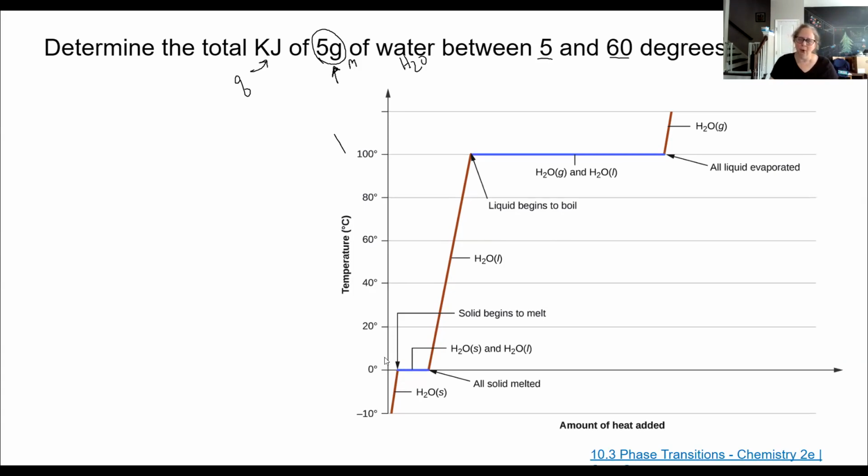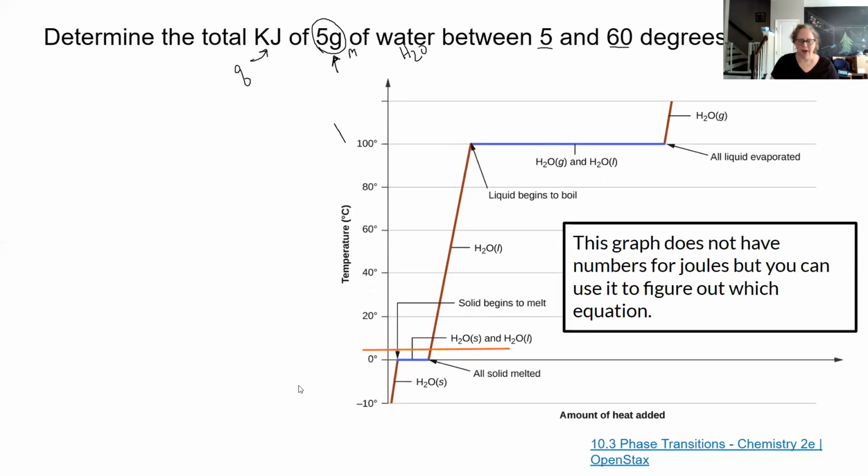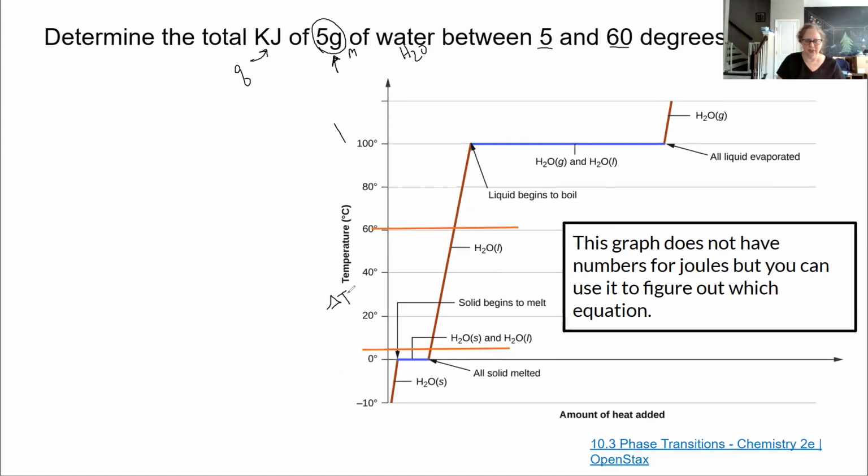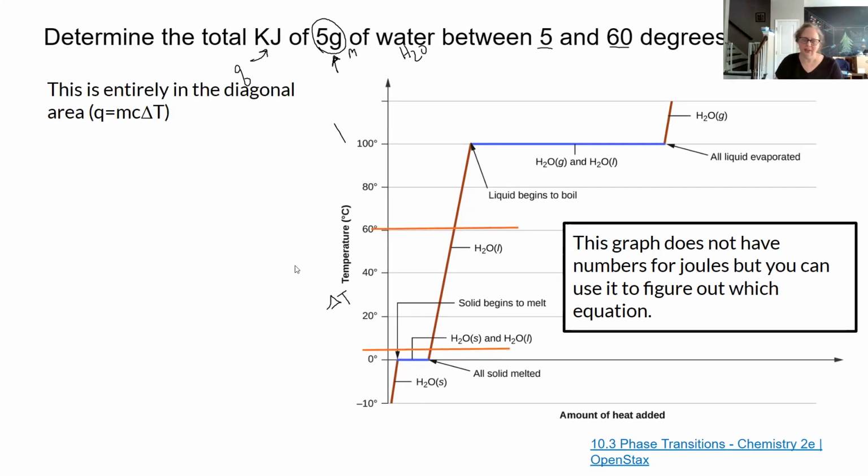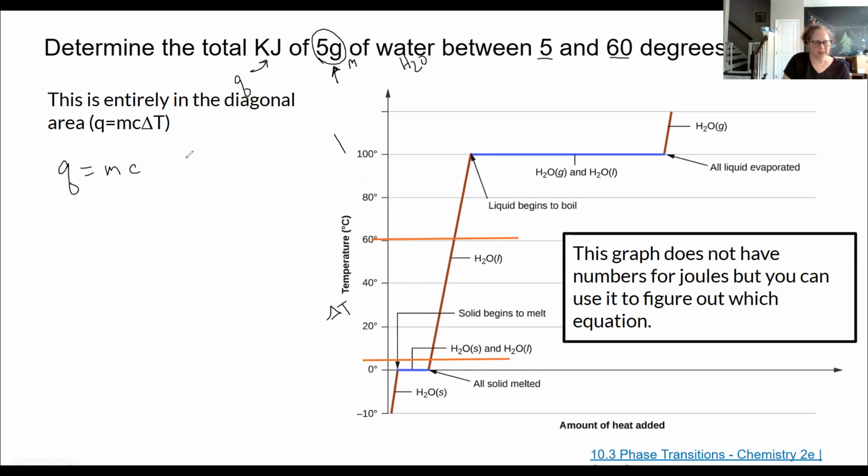So let's just map on here. Where is 5 and 60 degrees? 5 and 60 degrees, this is all in one line. The line is a diagonal line. The line has a change in temperature. If you have a change in temperature, there's only one equation you can use, the MCAT equation. You can't use the MCAT equation on the blue line because there's no change in temperature. So Q equals MC delta T.